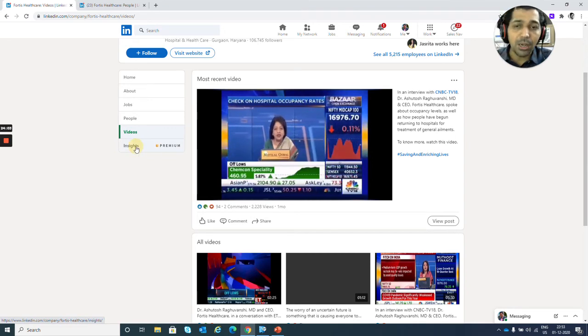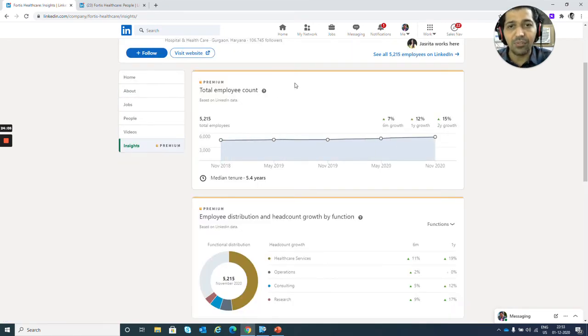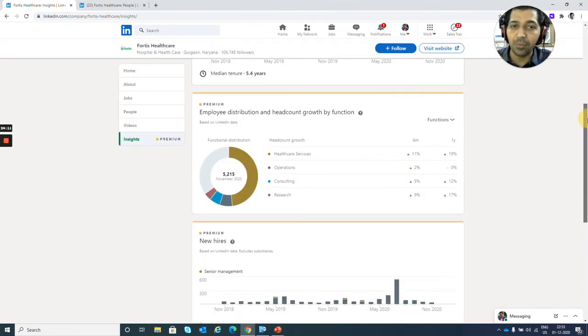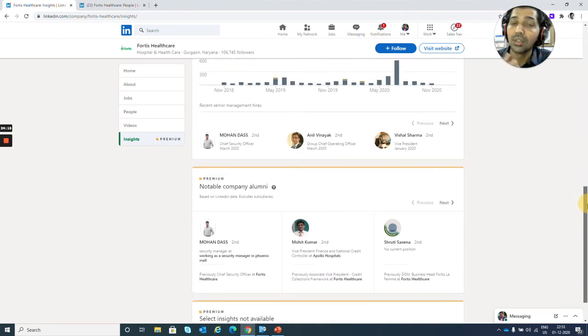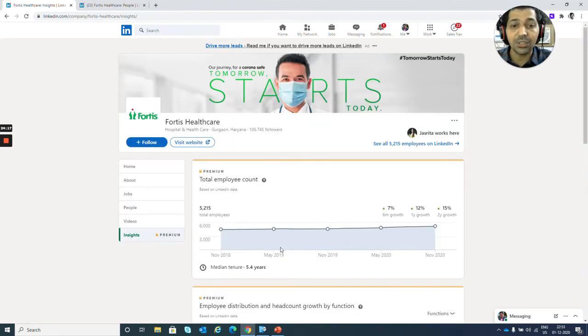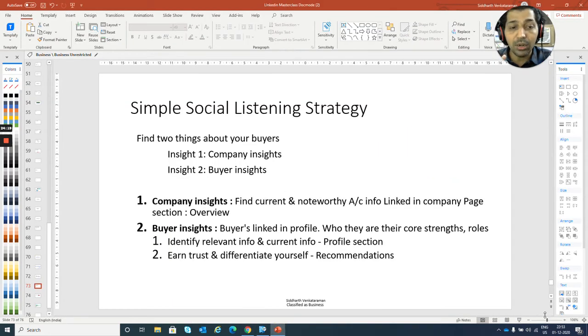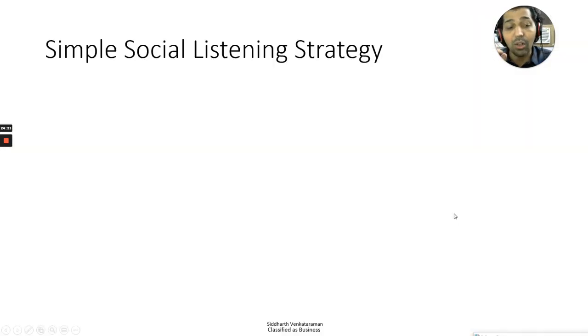When you have a premium account, you have some access to some extra information like insights. So this comes with the premium account of LinkedIn. It's not there with the free account. So here you get some more information on headcount, who are the latest hires, senior management hires, alumni, and all these kind of things. So this is a very important thing for you to keep track of what's happening to that target organization.